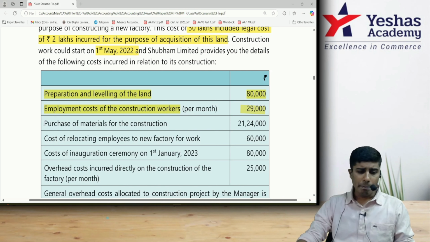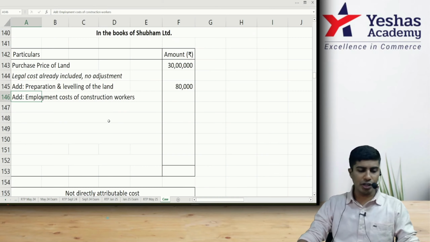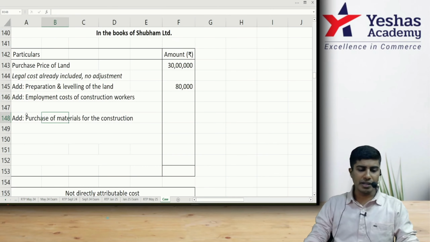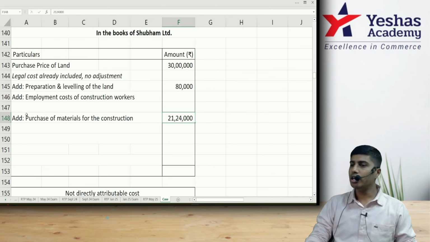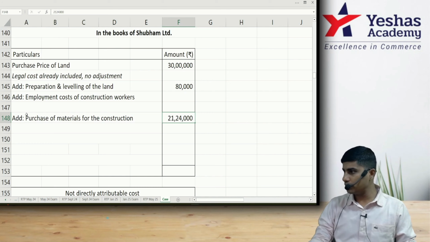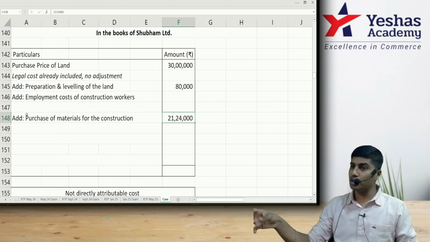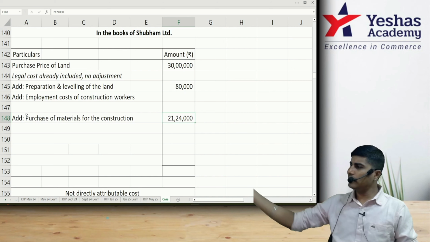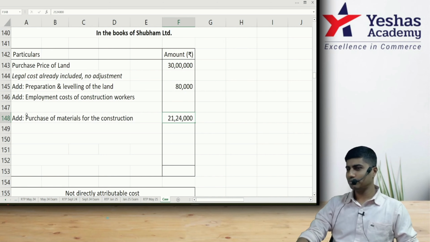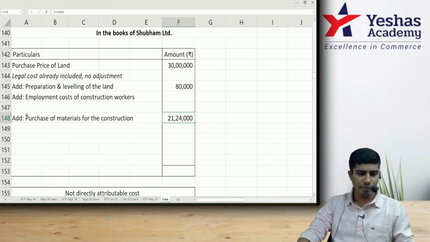After this I have purchase of material for construction, 21 lakh 24,000. This would obviously be part of my factory cost. I would write here purchase of material for construction, 21 lakh 24,000. I am assuming that the entire amount is consumed. What if they say that 24,000 is not consumed? Then I'll do minus 24,000. But right now, there is no such information given.